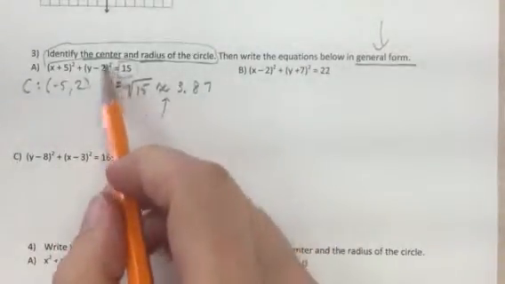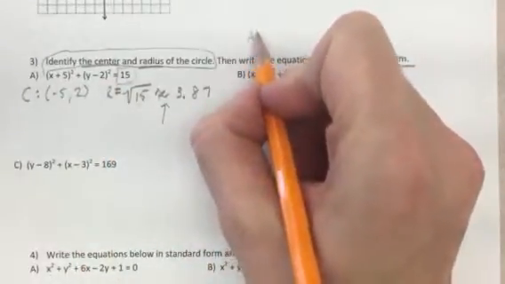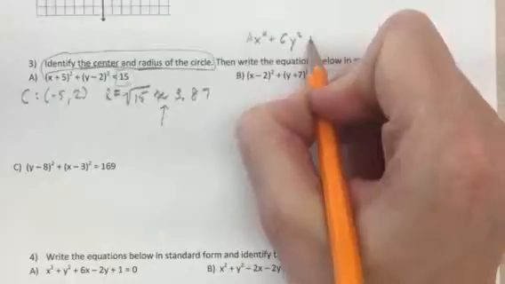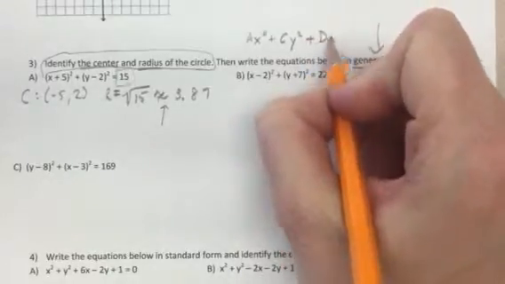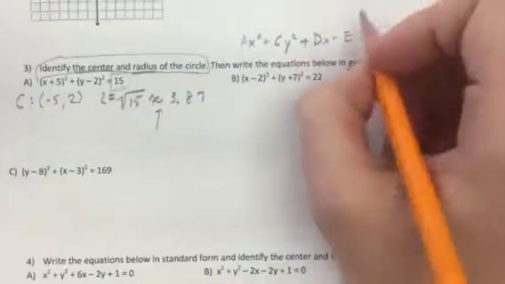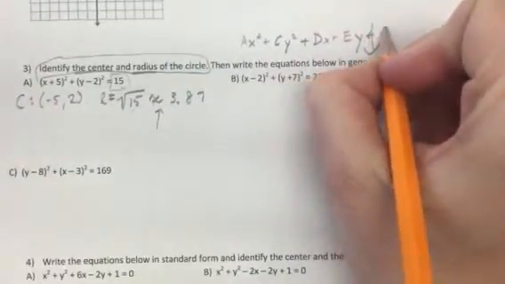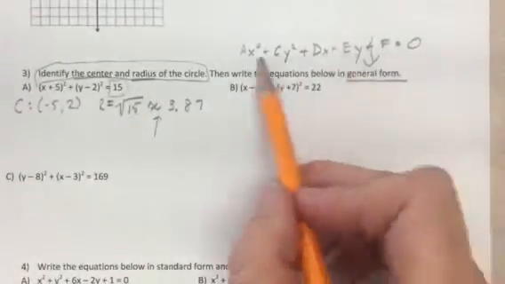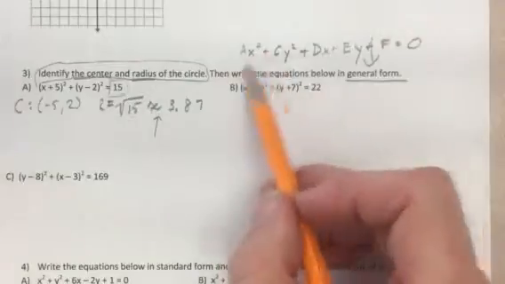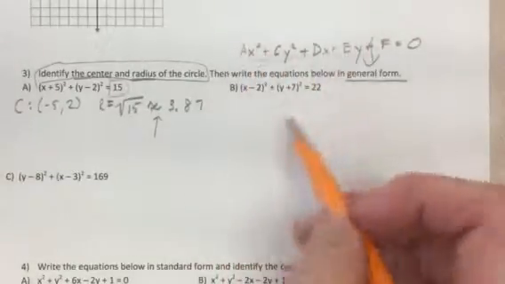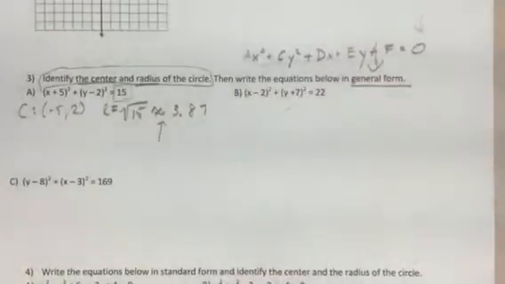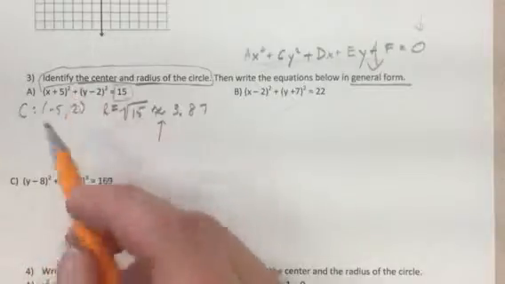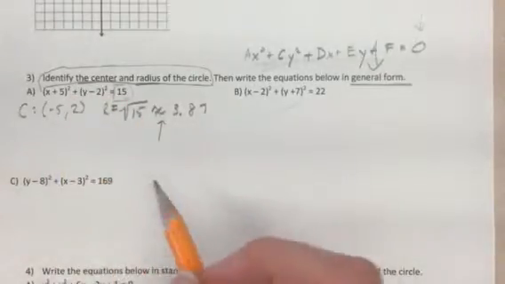So general form, remember, is where you have a number like a times x squared plus another number like c times y squared plus another number times x plus another number times y plus another number equal to 0, right? So in general, the point being that there's no parentheses, everything's multiplied out, all the like terms are combined, and one side is equal to 0. So we just need to go back to our multiplication skills, really, our basic exponent skills, our distributive property, and our combining of like terms.